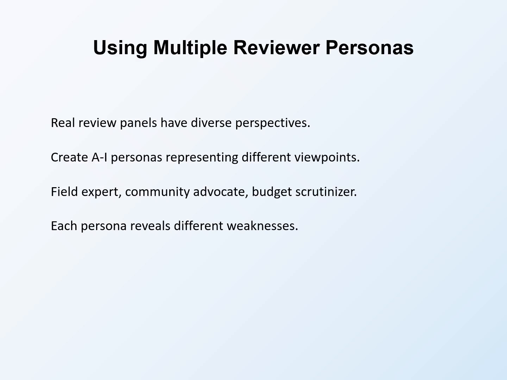Real grant review panels include individuals with different expertise, perspectives, and priorities. A panel reviewing a youth program might include a researcher focused on evidence, a practitioner focused on implementation feasibility, and a community member focused on equity and cultural appropriateness. You can simulate this diversity by running multiple AI red team reviews with different personas.